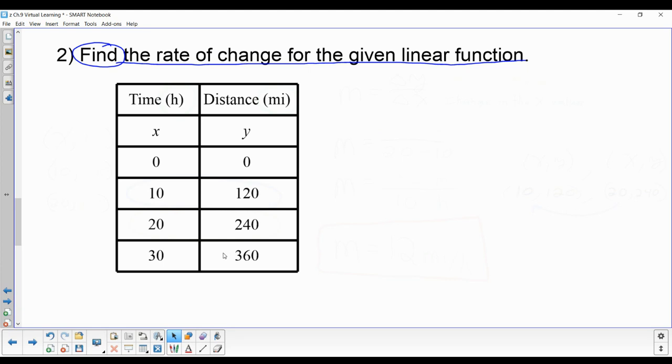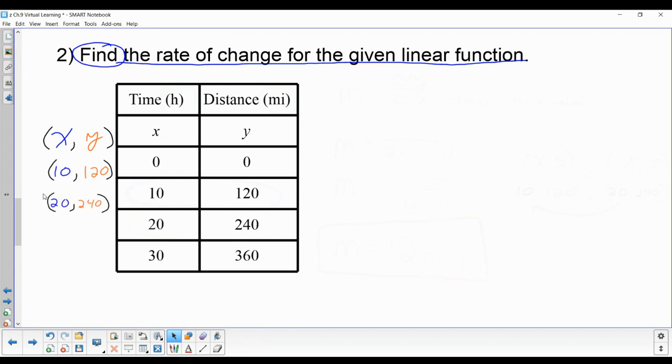To do this problem, just pick 2 points. Does not matter which two, pick any two. Since it is a linear function, every 2 points will have the same slope because remember, we're measuring the steepness of the line. If it is in fact a line, which are all straight, then the slope will always be the same no matter what 2 points you pick. So I'll pick 2 ordered pairs. I'll pick 10, 120 and 20, 240.